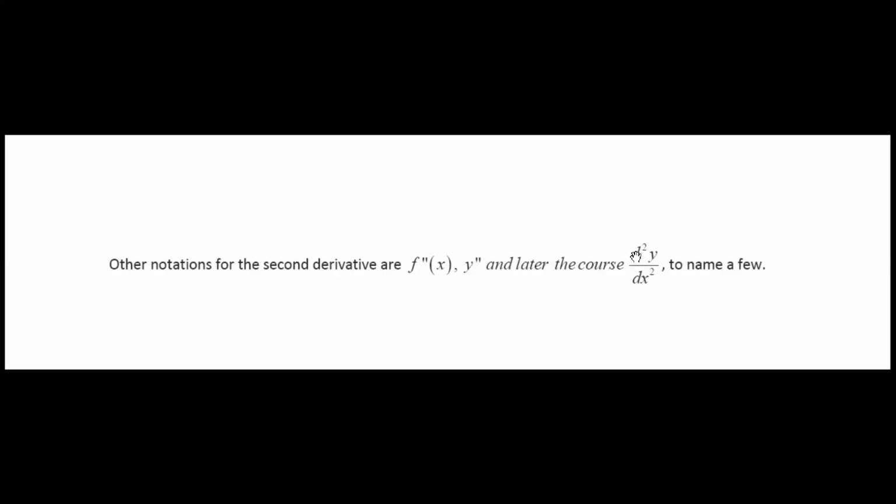There's not an error here. You might think it should be d squared y over d squared x, but it isn't. Or dy squared over dx squared, but it isn't. It's d squared y over dx squared. This is correct. We will later in the course share with you why that notation is written in that way, but not in this lesson.